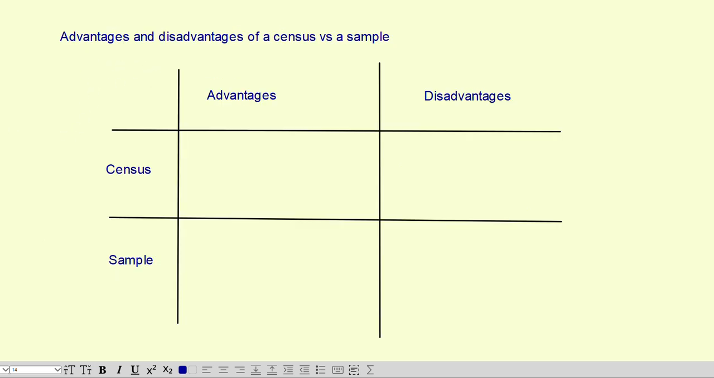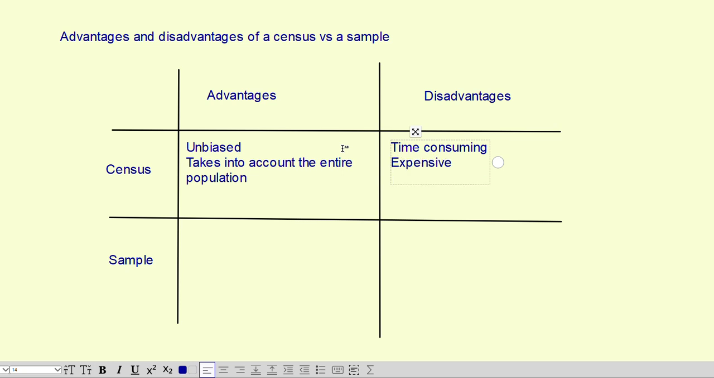Right, we need to know advantages and disadvantages of a census versus a sample. A census is unbiased because you're representing the whole population. It takes into account the entire population, therefore it's more accurate. Disadvantages, though, it takes a lot of time, and as we've said, if something takes more time, it costs more money, so it's expensive. There's lots of data to manage, which can be problematic.